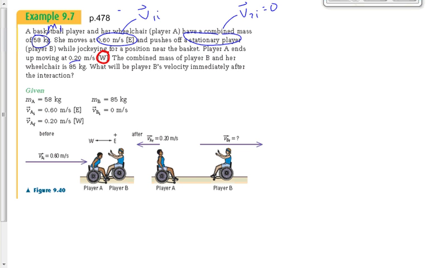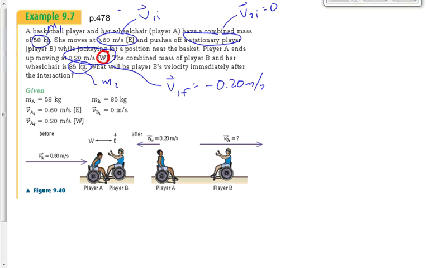Player B has a mass of 85 kilograms. Player A ends up moving at 0.2 meters per second to the west after the collision. What's that going to be, V1 or V2? Player A ends up moving that speed. We're going to call it V1, V1I, or V1F? V1F, because it's the final velocity. I'm going to actually write down the number there, again to remind myself that I do have to put that negative in there, okay?